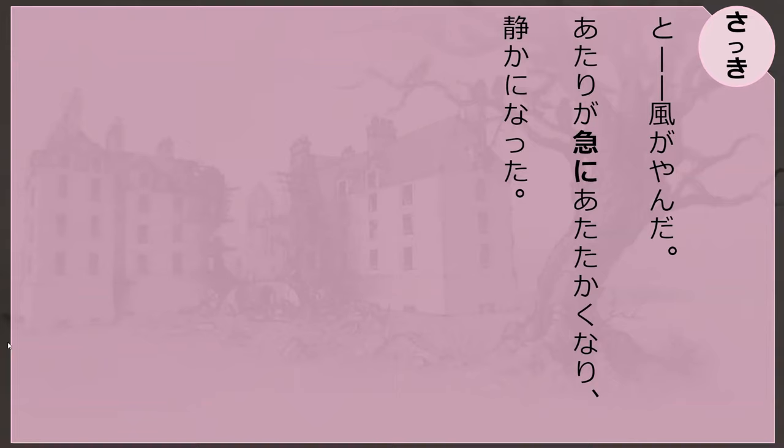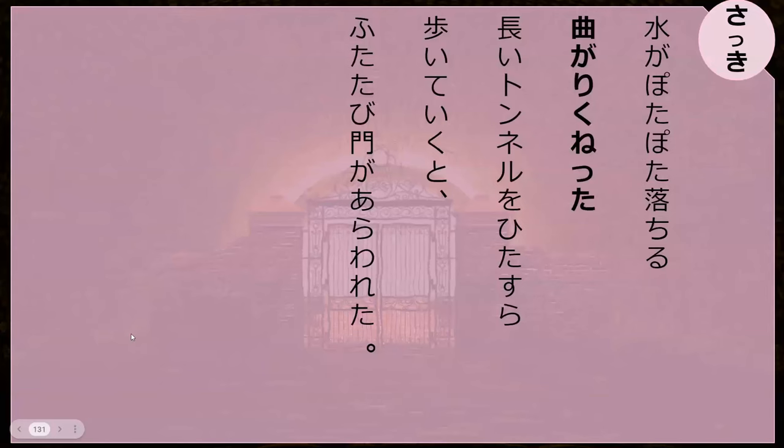And kuneru specifically, because you were wondering what the specific definition was, is to wiggle back and forth or to bend loosely back and forth. So it has that kind of meaning.